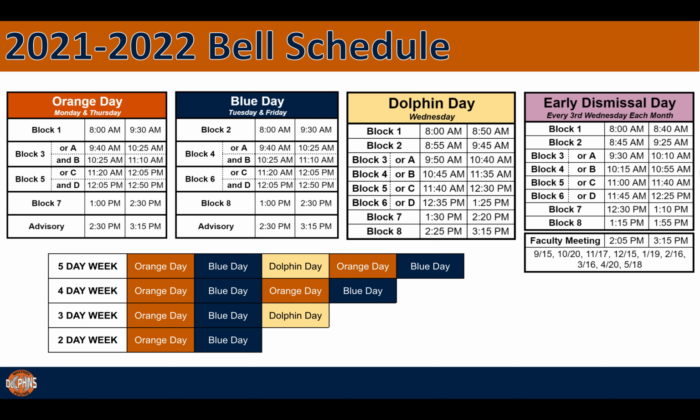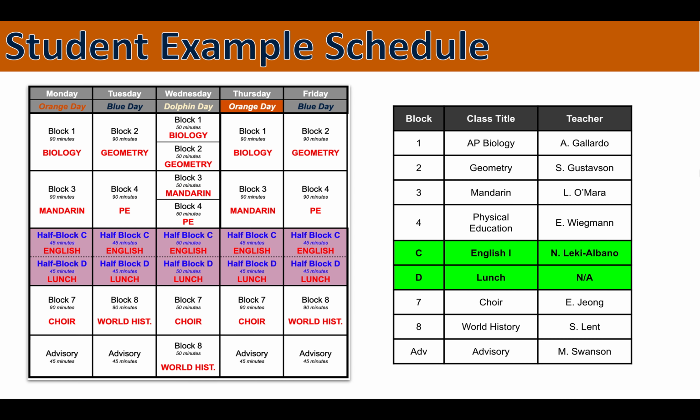Let's look at how a full 5-day week would look for our example student. Let's go for the bell schedules at the top. First, on Monday we have an orange day, followed by a blue day. Then on Wednesday is a dolphin day. Thursday and Friday then repeat orange and blue.